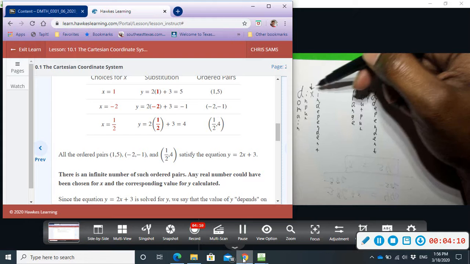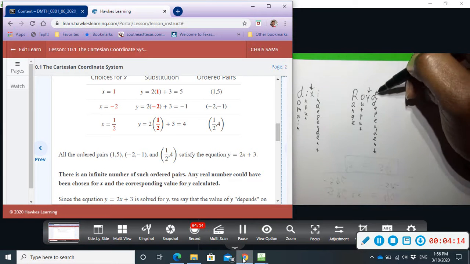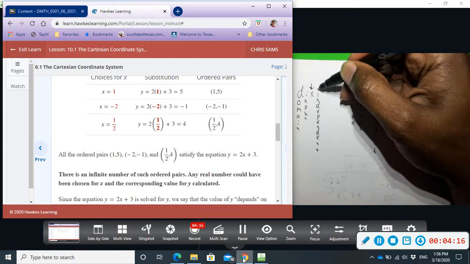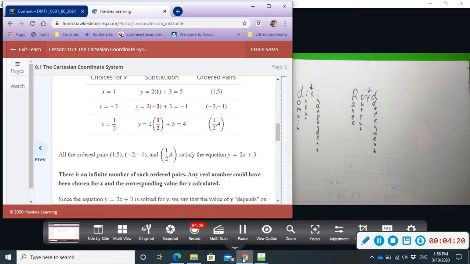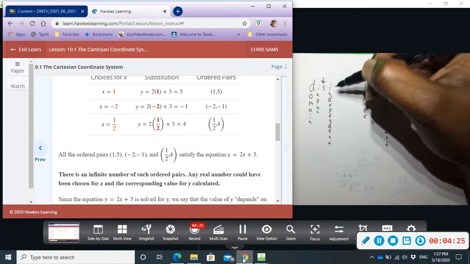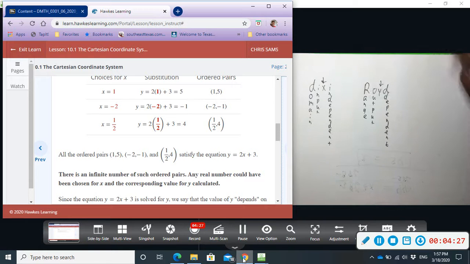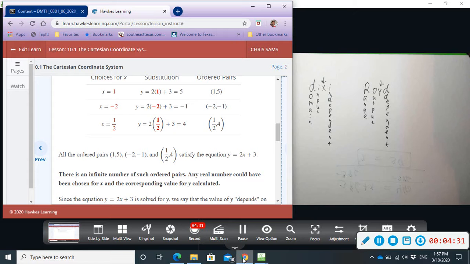Independent and dependent, these are the only ones that are reversed. Independent is referring to X, dependent is referring to Y, but D comes before I. So the last ones are reversed. Everything else goes in order. So if you see these names, domain, input, independent, they're referring to X. Range, output, dependent, they are referring to Y.